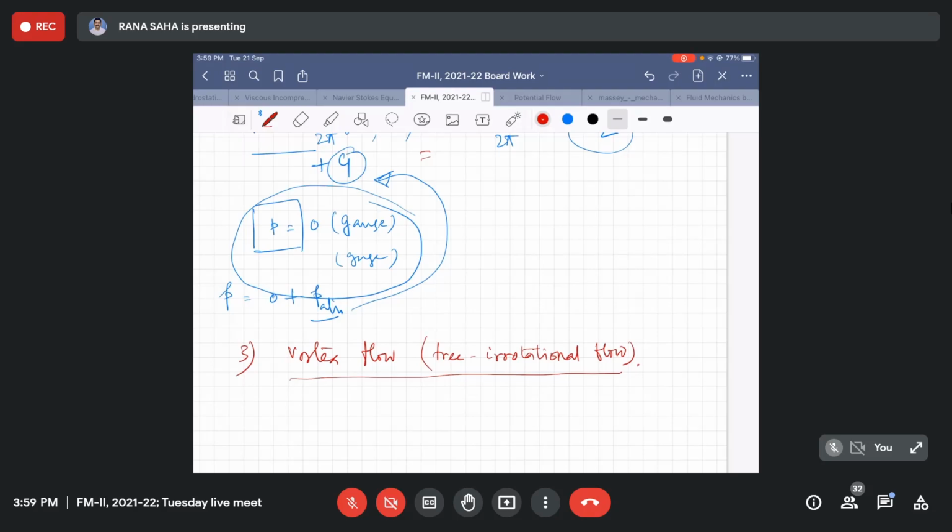And before ending today's meet, let me get the feedback on your problem solving of the first chapter, that is viscous incompressible flow. What is the status? Have you done all the problems? Yes, sir. All solved?